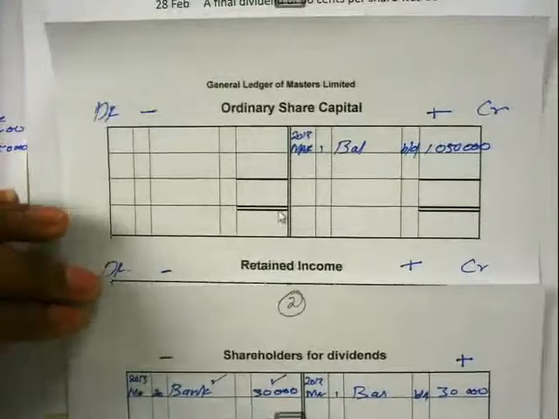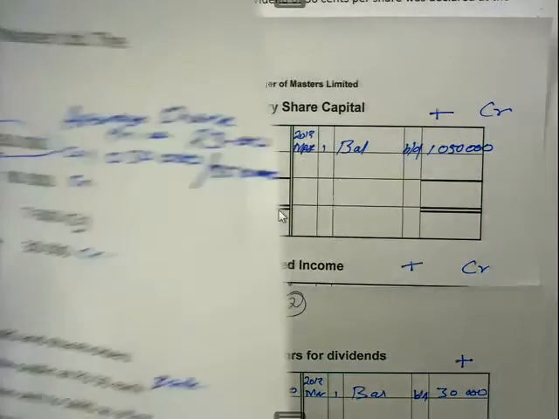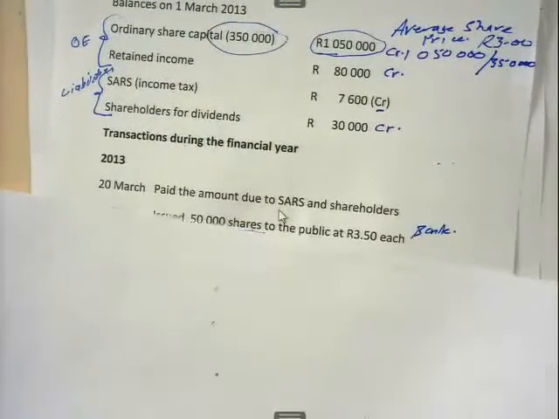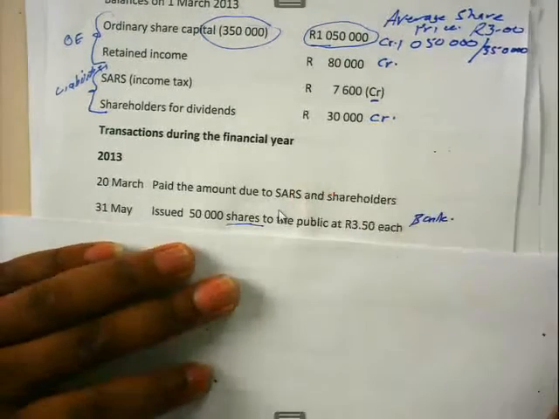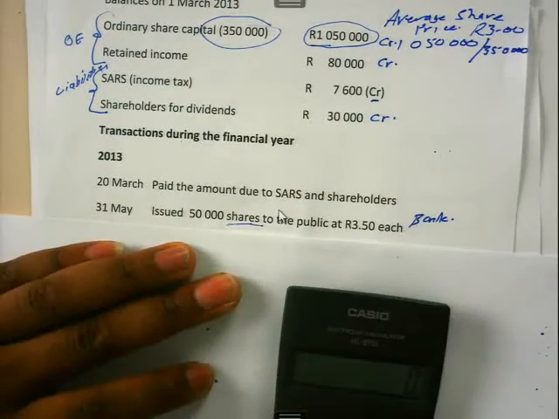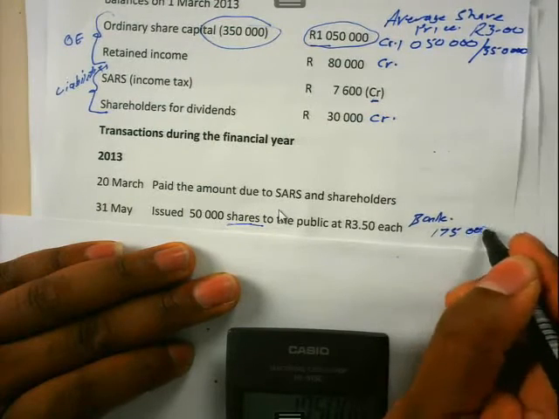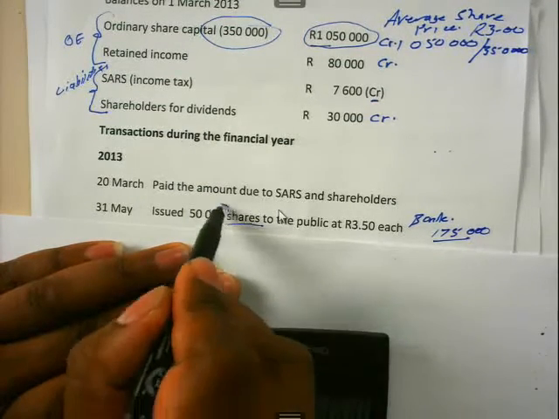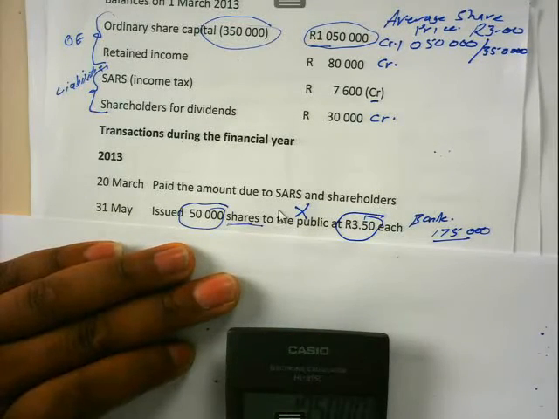Now, we issued 50,000 shares at R3.50 per share. Now, how much did we receive? We received 50,000 multiplied by R3.50. That gives us 175,000.